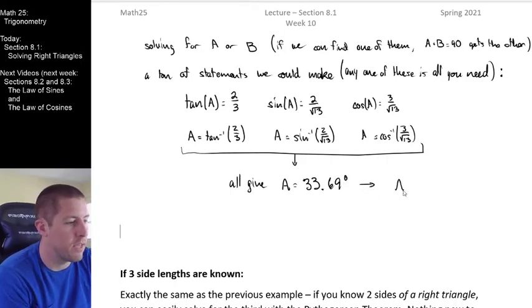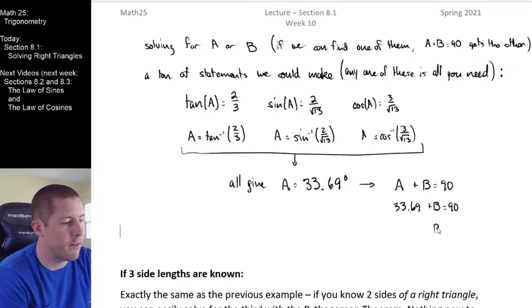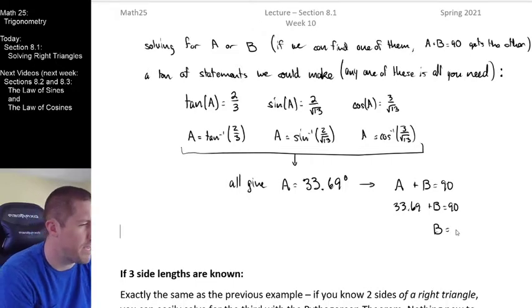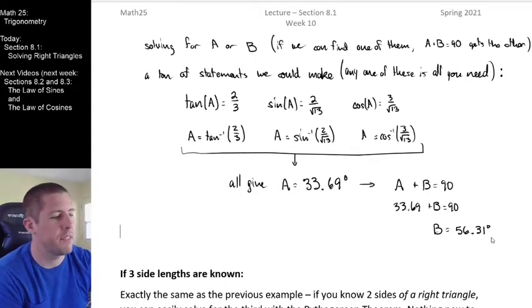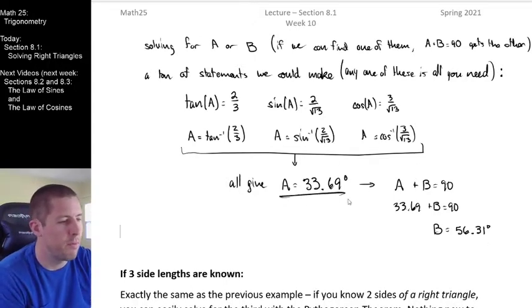And so that tells me that A plus B equals 90 gives 33.69 plus B equals 90. And all I've got to do is subtract 33.69 from both sides, and that's going to tell me that B is going to be, what, 56.31 degrees, right? 89, 90. Yeah, okay, I think I got that right there. 56.31 degrees. So boom, there we go.